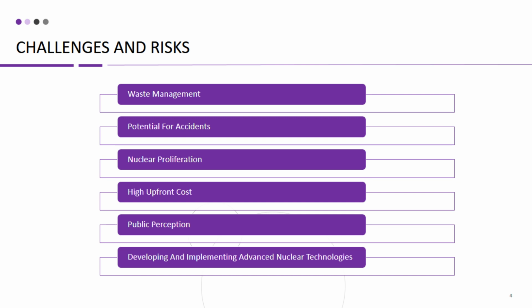Another challenge is the potential for accidents or incidents at nuclear power plants. While modern nuclear power plants are designed with multiple safety layers and stringent regulations, accidents such as the Chernobyl and Fukushima disasters have shown that nuclear accidents can have serious environmental, health, and social impacts.